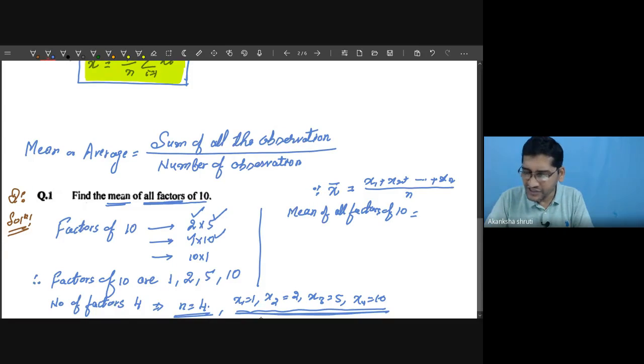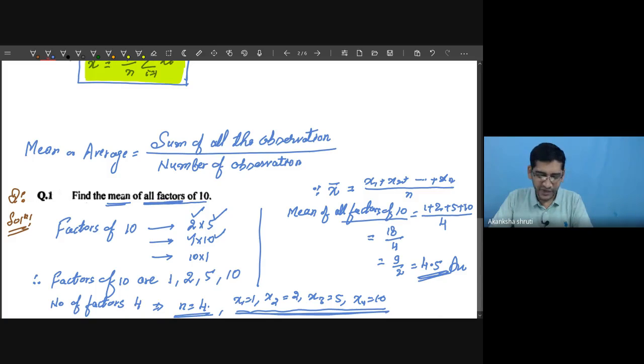Here we are taking the mean of the factors of 10. We have x1 as 1, x2 as 2, x3 as 5, x4 as 10. So only 4 observations are there, so it has to be divided by 4. So this is equal to, add it: 1 plus 2 is 3, plus 5 is 8, plus 10 is 18. So it becomes 18 by 4. You may write this as 9 by 2 or divide it to get 4.5. Are you getting it?